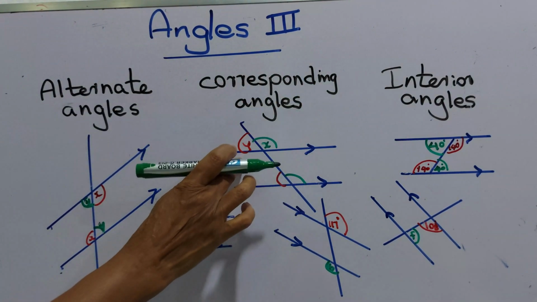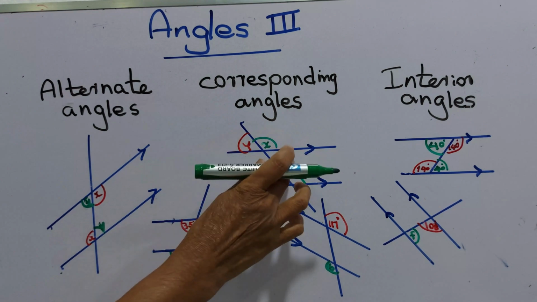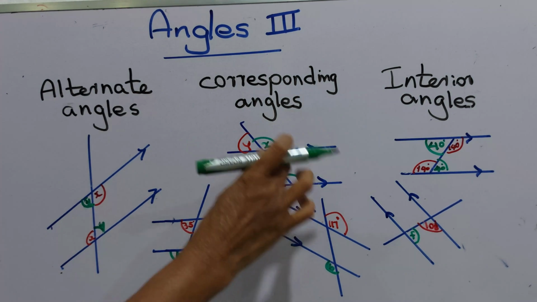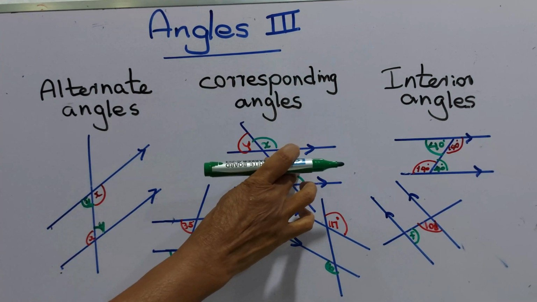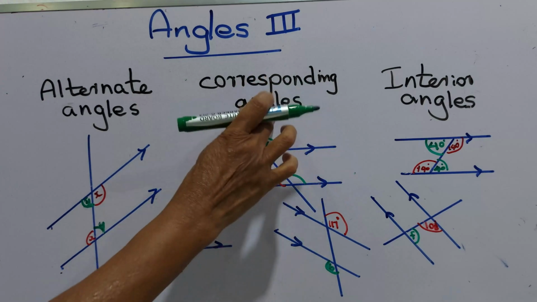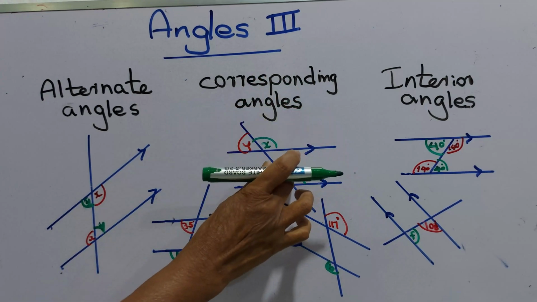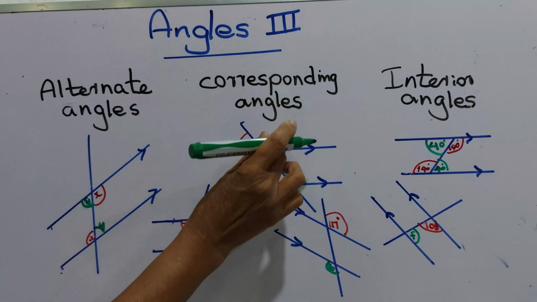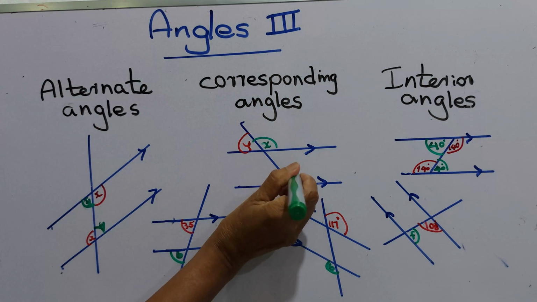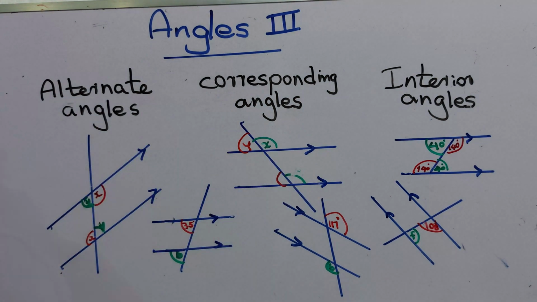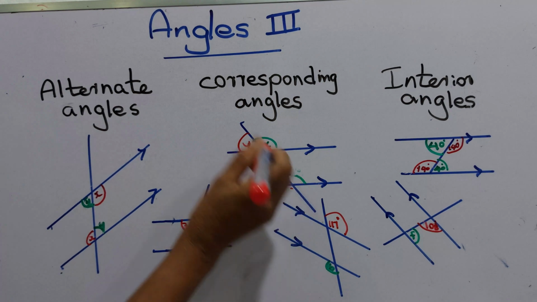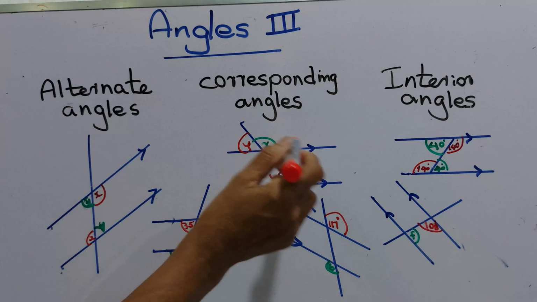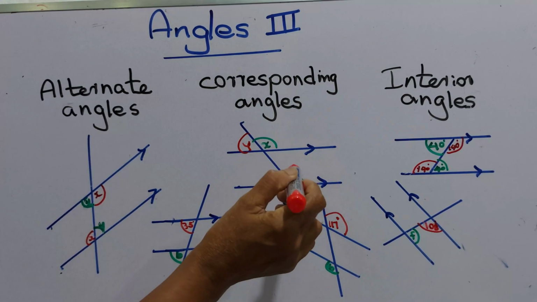When discussing corresponding angles, angles in the same place in the top and bottom sets of angles are called corresponding angles. These two are also equal, x top and bottom. They are found in F shapes, the letter F shape.